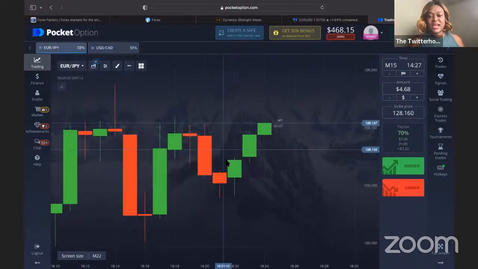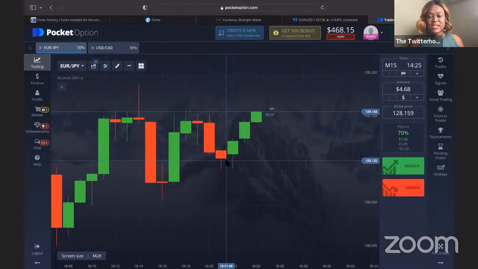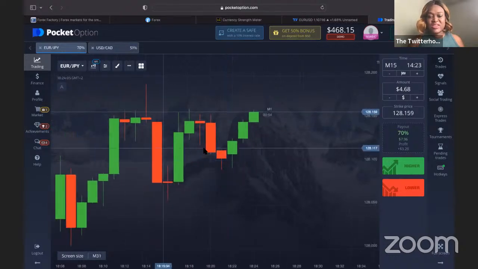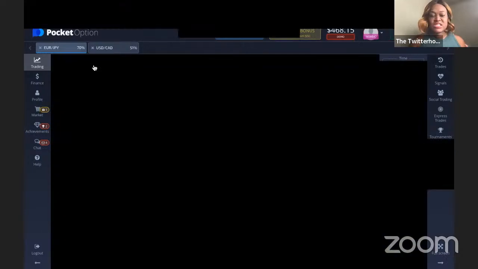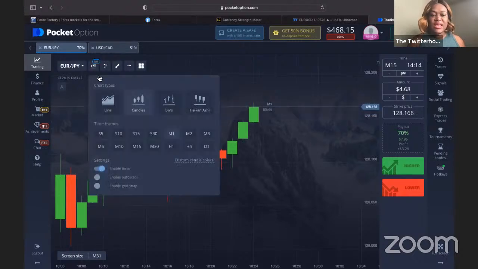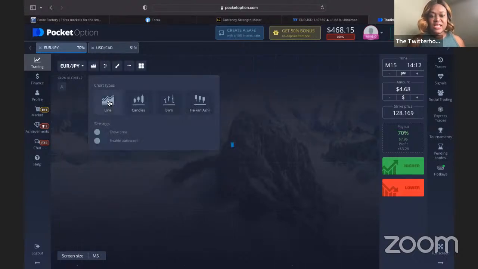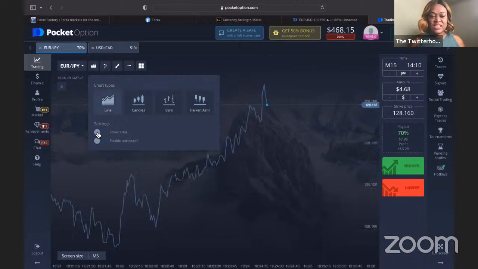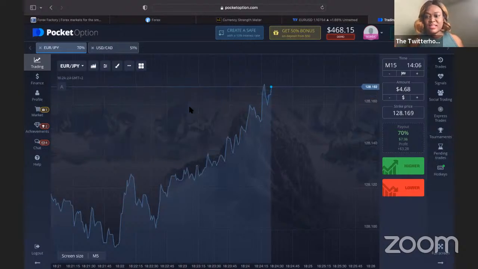Next, I don't like having it on the candles. And it's just my preference. You know, as you develop your trading, you will decide what you like. I like to have the line chart, and I like to toggle this to the right so I can see the area. Click outside, and there we have it.